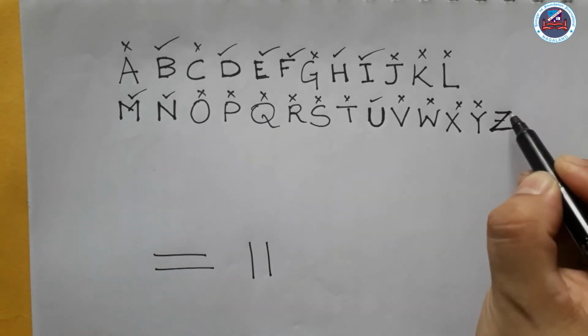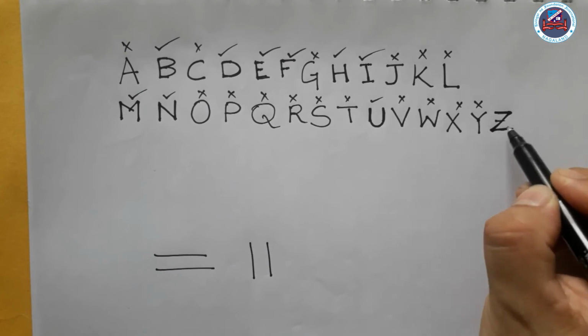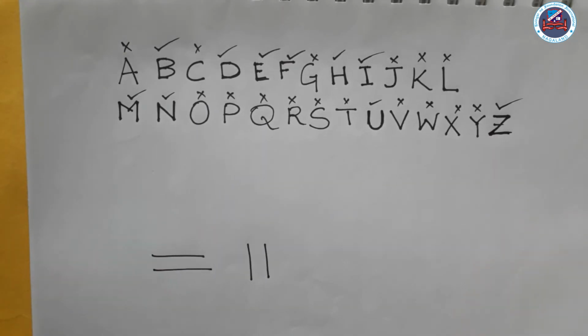Z, or some call it Z, this line and this line is a parallel line. So from the English alphabets, these are the alphabets that have parallel line.